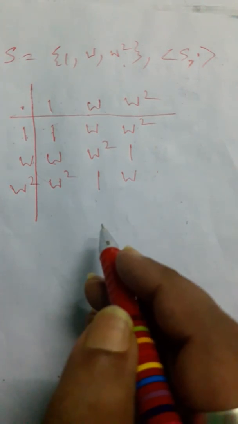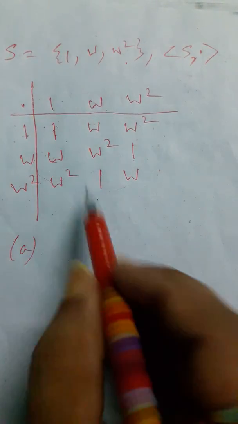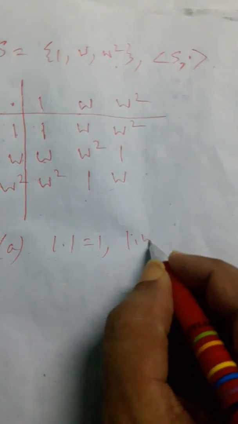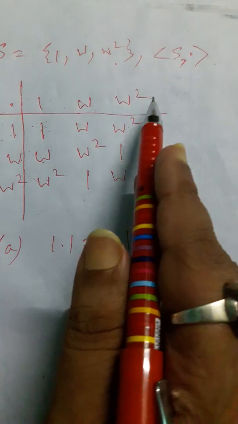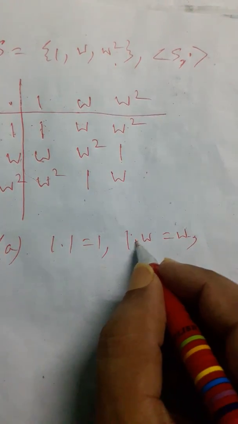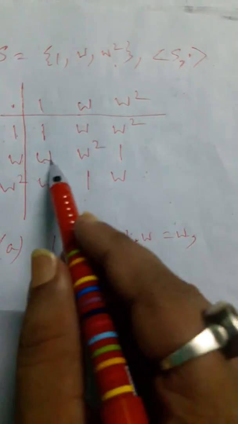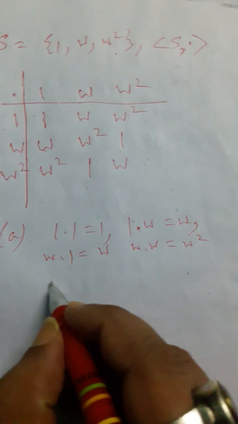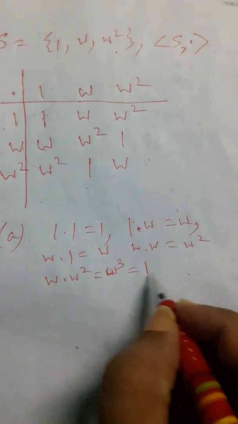Now at first check the properties of the group. First property: if we consider 1 dot 1, that is 1, and this 1 is lying in the table; 1 dot omega will be omega, also there. In this way every element is in the table with respect to the binary operation dot. Omega dot 1 is omega, also in the table; omega dot omega is omega square, also in the table; and omega dot omega square will be omega cube. Since omega is a cube root of unity, it will be 1.